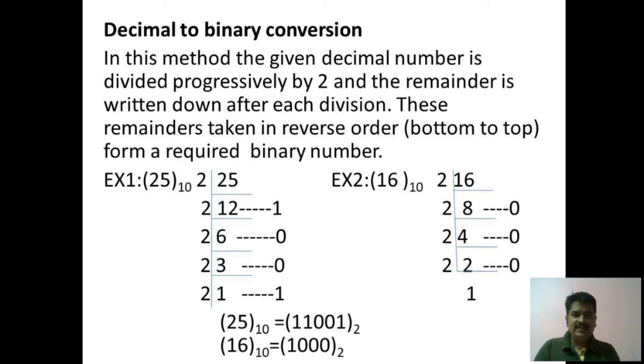It's a very simple method. It's called the double dabble method. So each time you go on dividing by 2, write down the remainder, and take the remainders in the reverse order, that is from bottom to top.